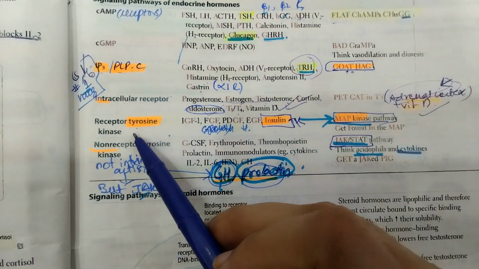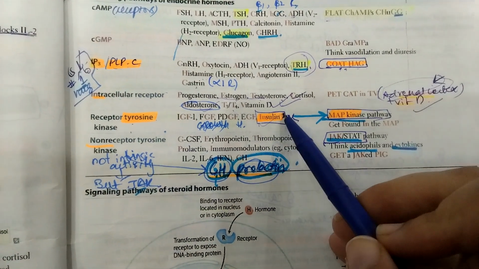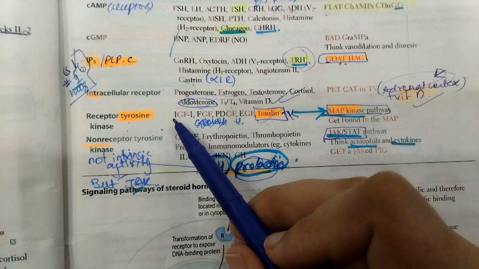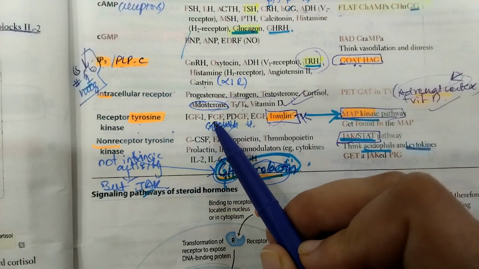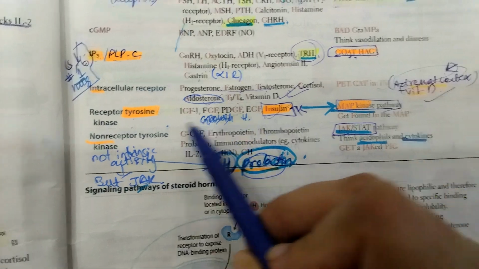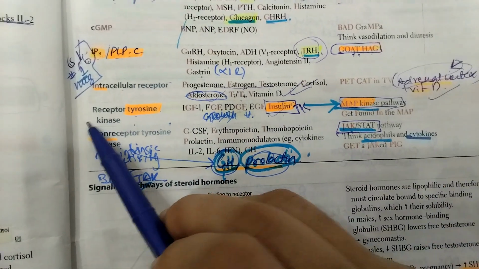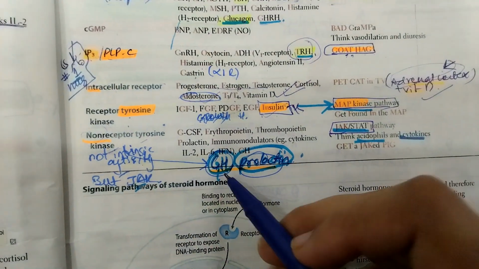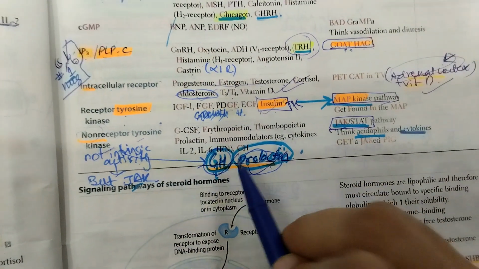Then receptor tyrosine kinase. This is mainly used by insulin, right? It's very important, acting by the MAP kinase pathway, and also IGF, insulin-like growth factor 1, FGF, fibroblast growth factor, and platelet-derived growth factors. All the growth factors plus insulin act by tyrosine kinase receptors. Then the non-receptor tyrosine kinase activity hormones are only two, growth hormone and prolactin. So you need to remember this.